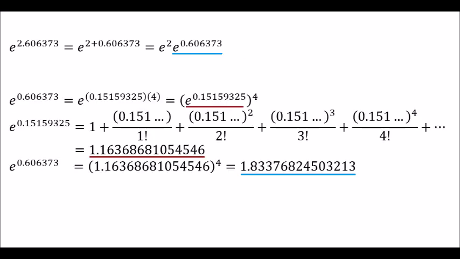We'll have to plug 0.606 into the Taylor series. However, the series will converge faster if we divide that by 4. So we plug 0.151 into the Taylor series instead. Then we take that number and raise it to the 4th power. That's just using our laws of exponents to improve the computational efficiency.